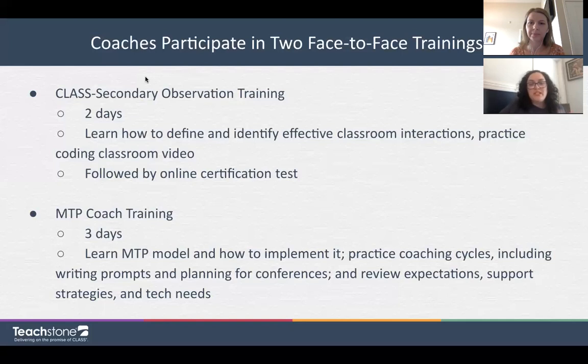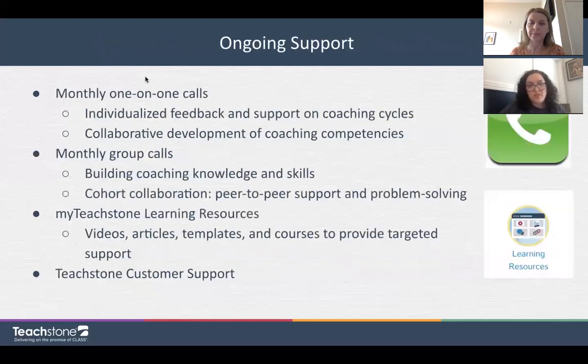But the support continues beyond just the face-to-face training. So let's take a look at what some of that ongoing support looks like. The first is that the coach and their specialist will engage in monthly one-on-one calls. So again, the coach is somebody in your district who's doing this work. Specialist is myself or one of my colleagues who's also a coach specialist. They're connecting with that coach, doing monthly, hour-long one-on-one calls.